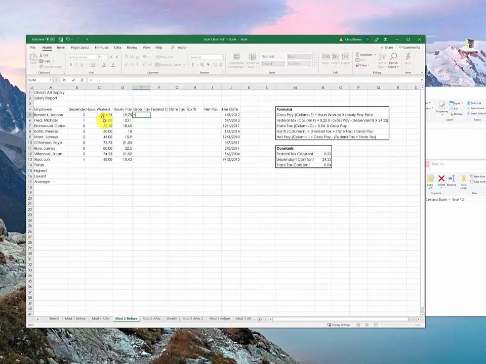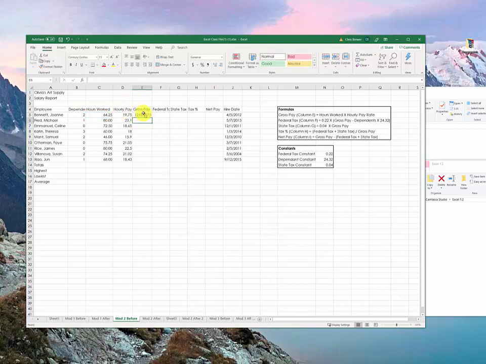So we're going to say hours worked. We click on this, which gives us our cell reference, asterisk, hourly rate, how much money they get paid per hour. And it looks like this person brought home $1,268 and some change. And then I can click and drag it all the way down. And now we have it for all of our employees.